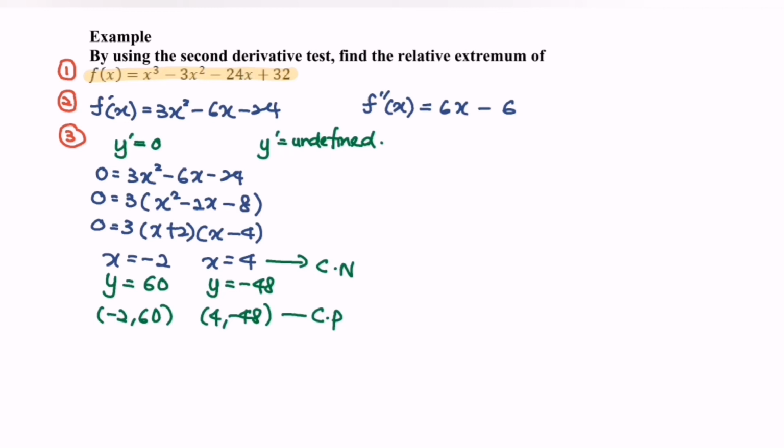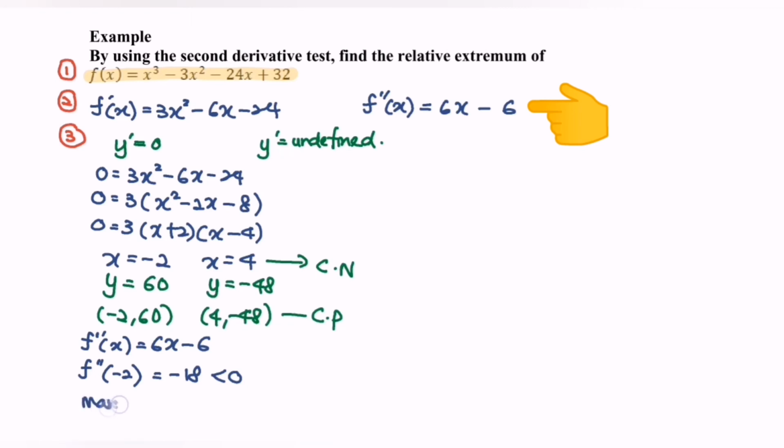The question states that by using the second derivative test, determine the relative extremum of the function f(x). So now what we have to do is to substitute the value of x into the second derivative, where we have 6x minus 6. f double prime of negative 2 gives us negative 18, which is less than 0. So this will be a maximum point, where we have negative 2 and 60.